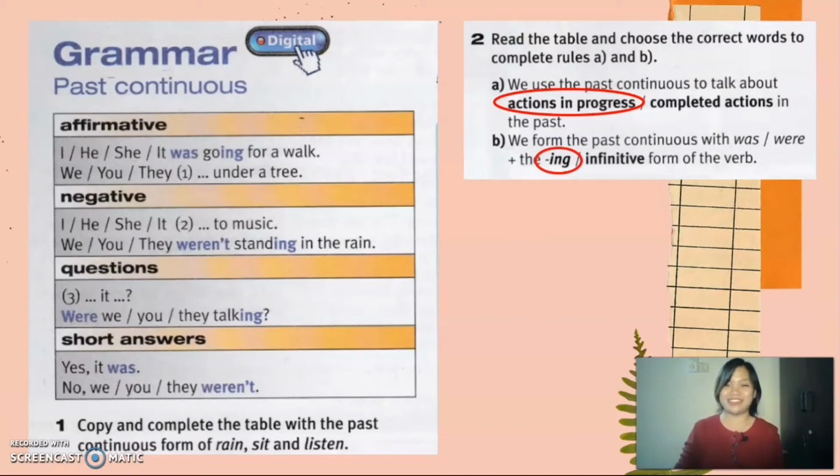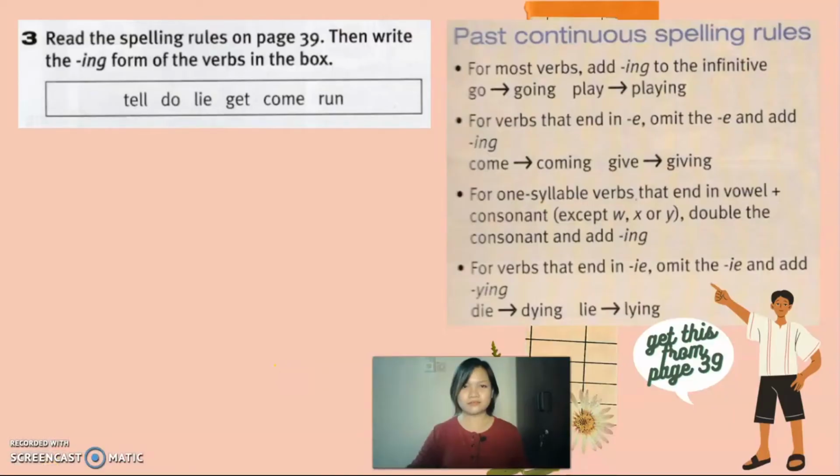Yes, it's the ing form of the verb. Okay? So this is for number 2. Alright, next we're going to look at question 3, which sounds like this. Read the spelling rules on page 39, then write the ing form of the verbs in the box. So we have tell, do, lie, get, come, and run.